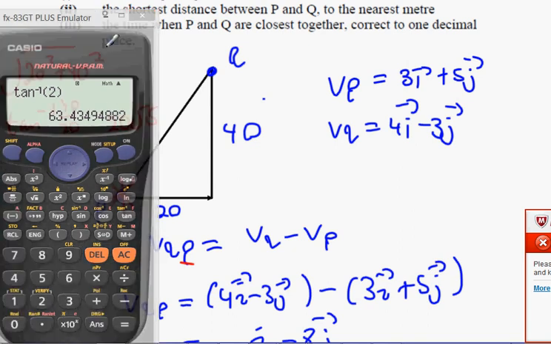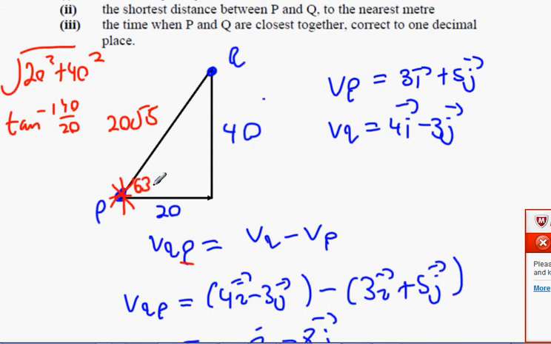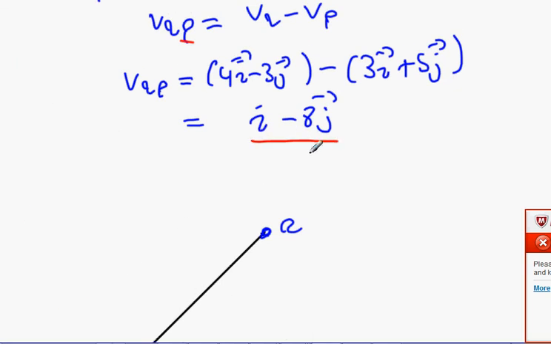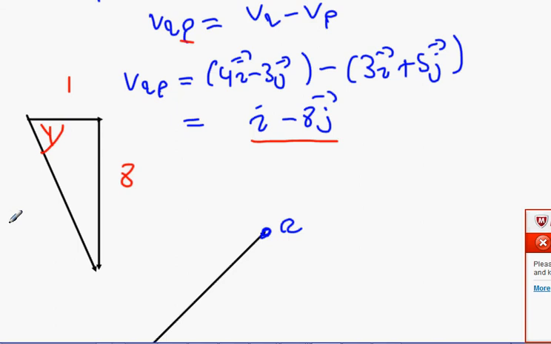60.435. Let's just call it 435, because we don't want to take too much off it. So we're finding out a lot of information right now. We're a lot better off. Now, what I'm going to do here is find out the direction of this one. VQP is going across 1 and down 8. Very steep angle. So this is going to be 8 and that's going to be 1, and we call this Y. What is angle Y?